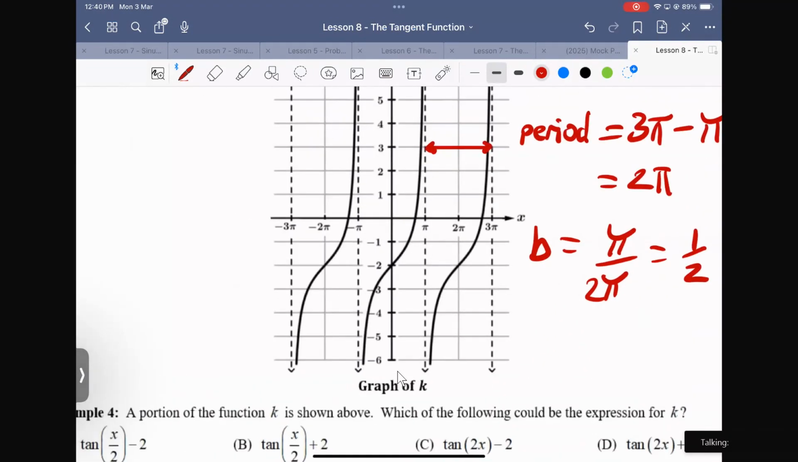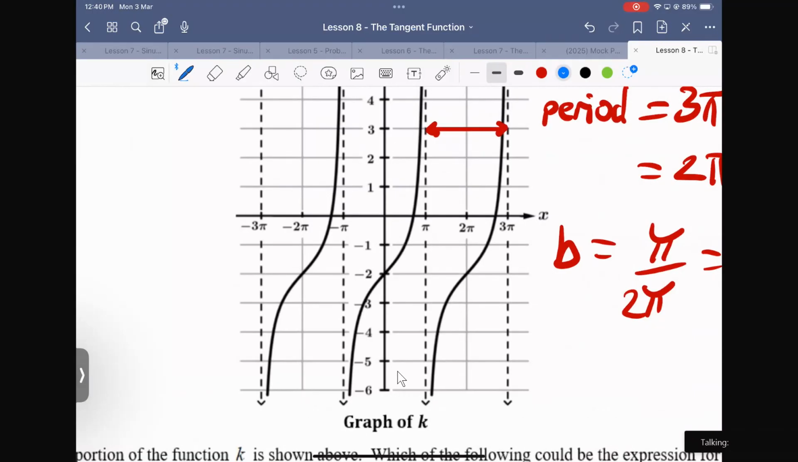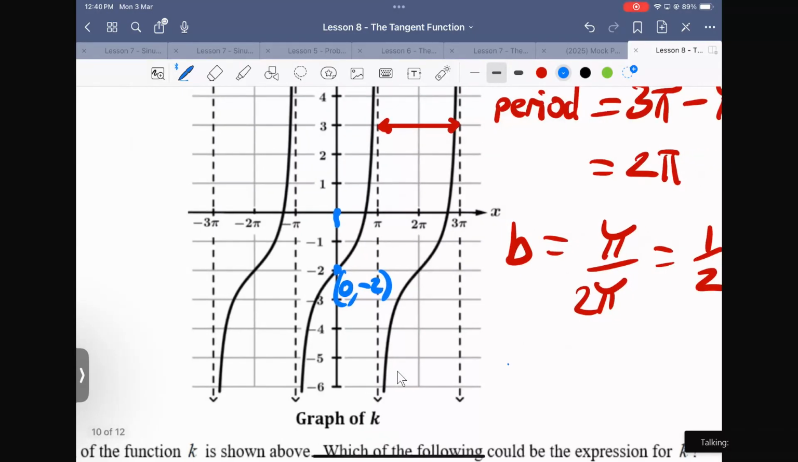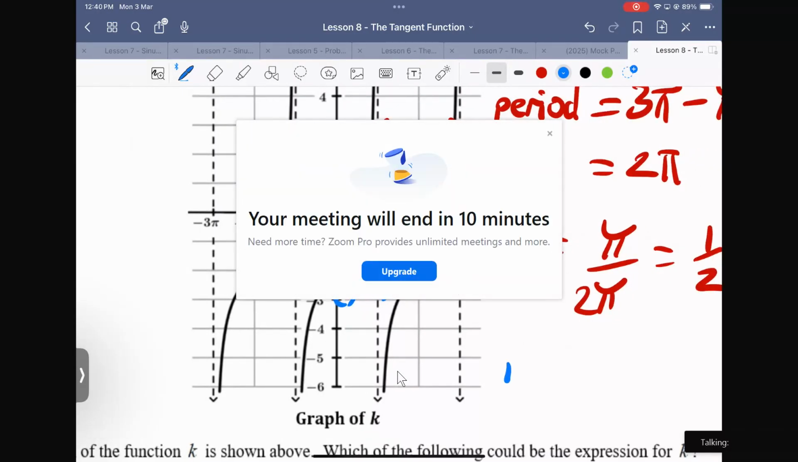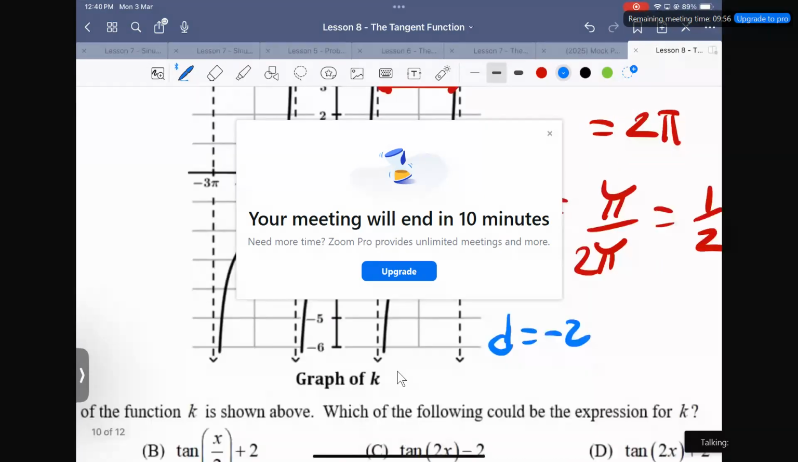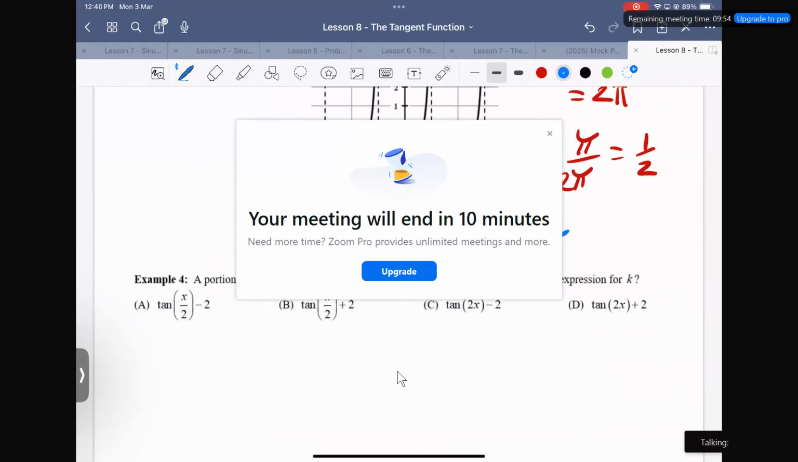Next, we want to find the point which is halfway between the two asymptotes. Halfway between the two asymptotes is this line here. Here we can see the change in concavity is occurring at 0, minus 2. So we have a vertical translation of D equal to minus 2. We can see in this case that the correct answer is A.